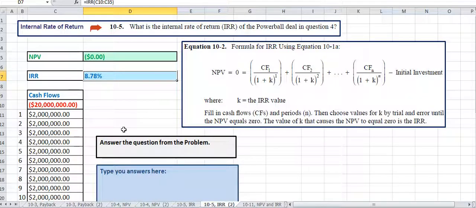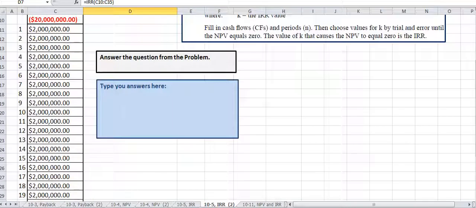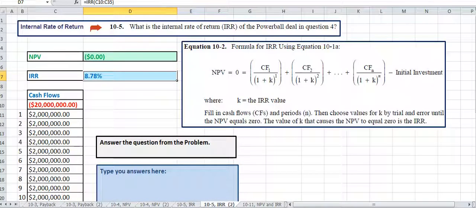So the internal rate of return on this deal is 8.78%, and that is the rate of return that gives us a net present value of 0. So make sure you put your answers in here. And that's it for problem 10.5.